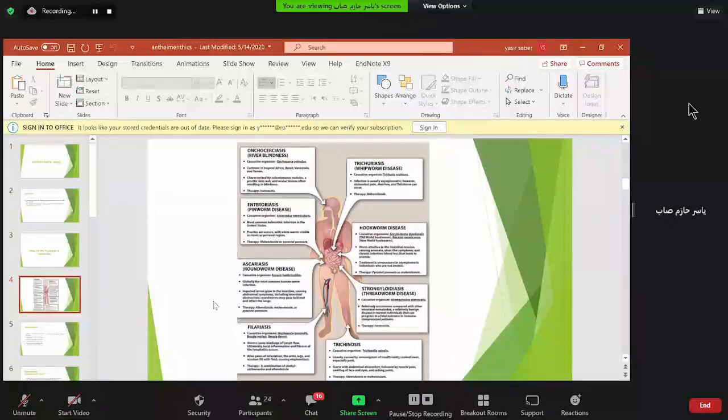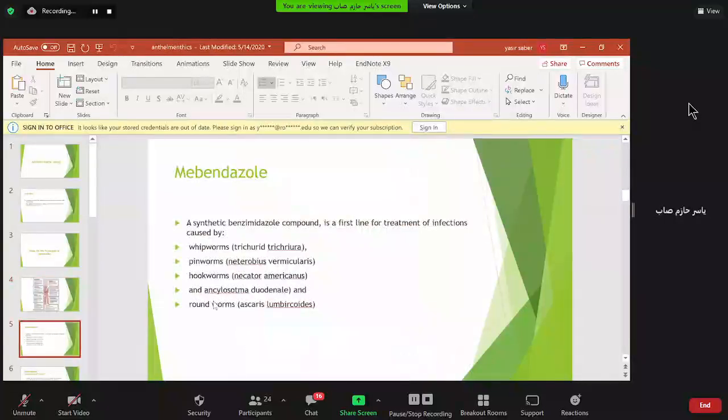We start talking about the pharmacological agents. For example, mebendazole is a synthetic benzimidazole compound, the first line for treatment of several helminths like whipworm, pinworms, hookworms, and Ancylostoma, in addition to roundworm, Ascaris lumbricoides.